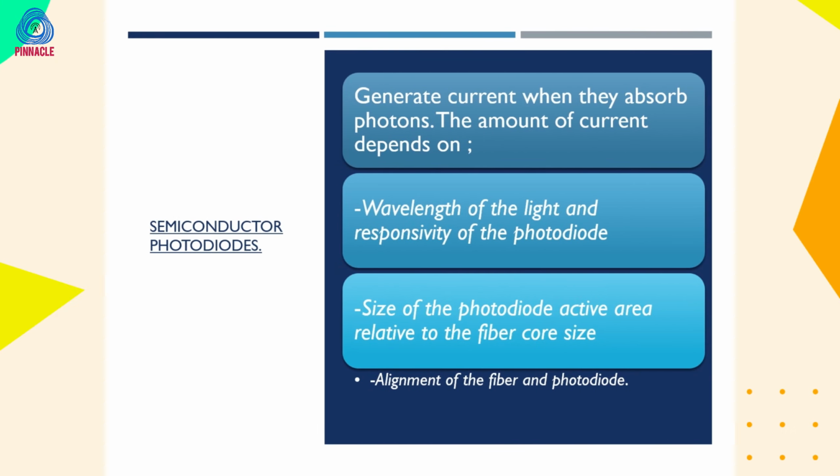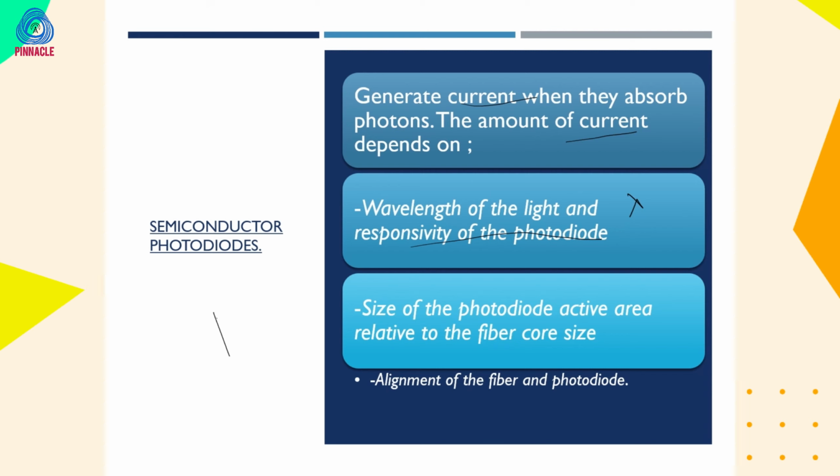So the first option for a detector is the semiconductor photodiode, which generates current when it absorbs photons. The amount of current depends first on the wavelength of light and the responsivity of the photodiode. The first and very important is the wavelength, and next is the responsivity. Then the third parameter is the size of the photodiode active area relative to the fiber core size.